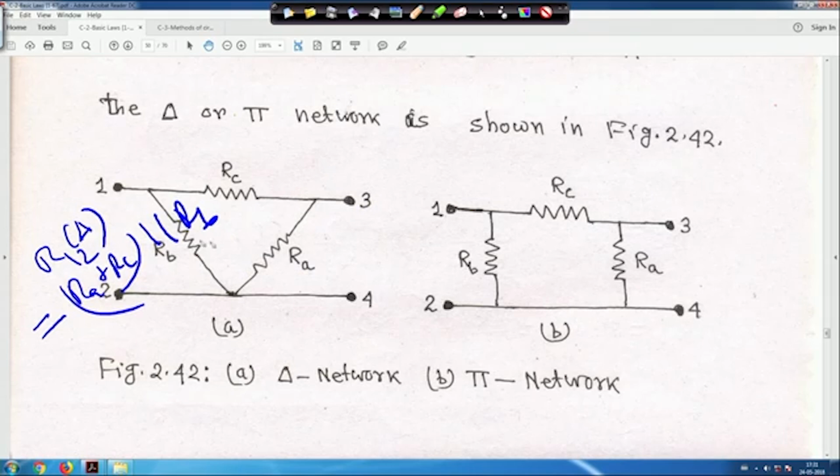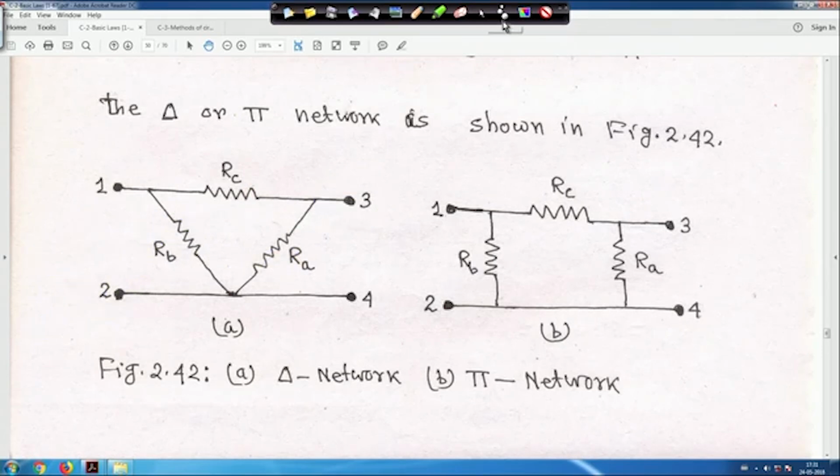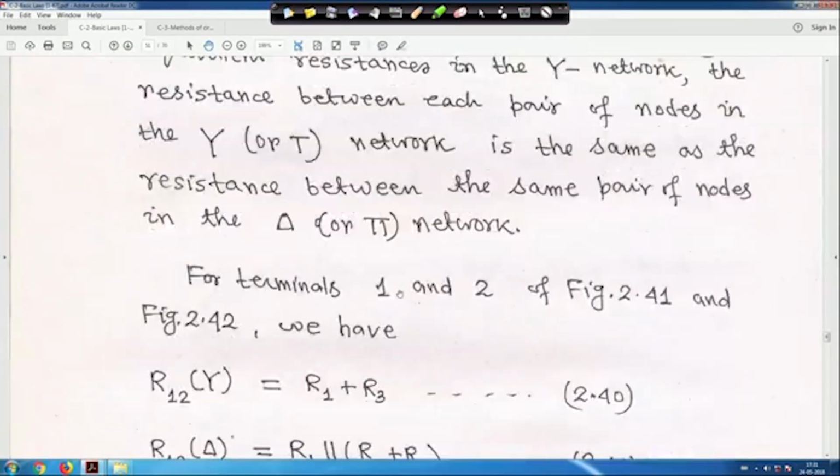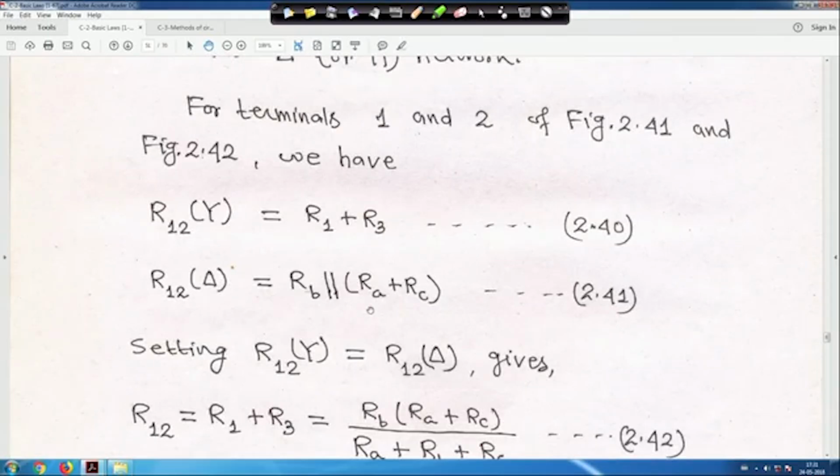Because as soon as we are taking R12, please do not consider anything here. It is simply RA and RC. It is as if it is open, so this side nothing is there. So RA plus RC are in series, along with that RB in parallel. So it will be RB into RA plus RC divided by RB plus RA plus RC. So, R12 delta is equal to RB parallel to RA plus RC. That means RB into RA plus RC by RB plus RA plus RC.